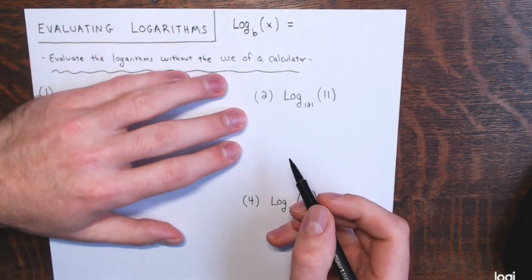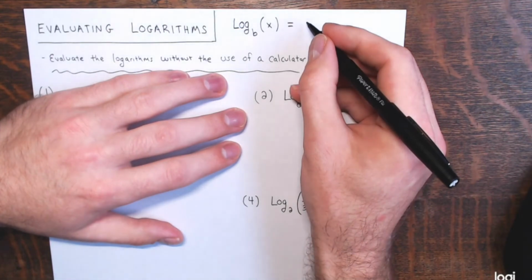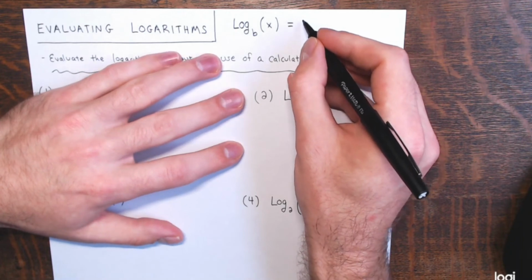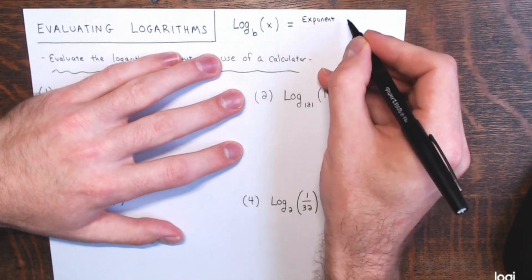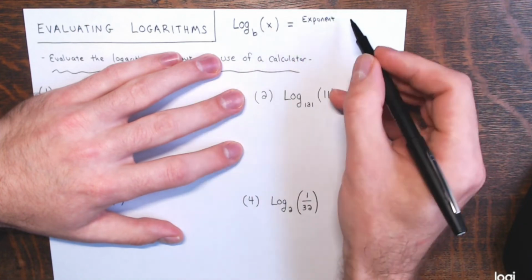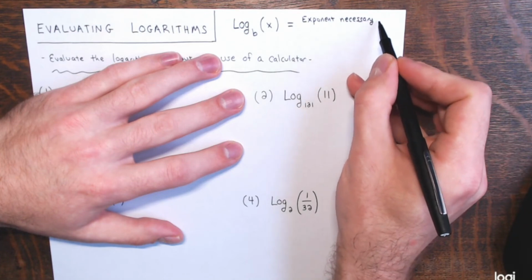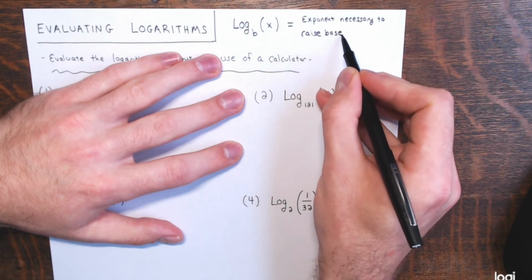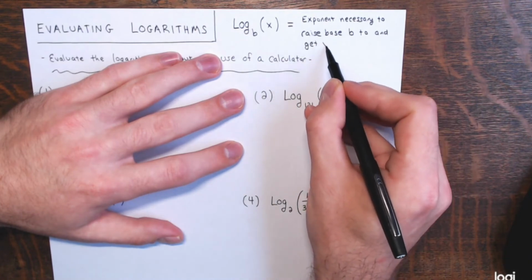Like I said, I've done a couple videos now from this section 6.3 of this text. But here's what you're thinking about now. What the output is, what the logarithm's equal to, is an exponent. Logarithms are exponents. It's the exponent necessary to raise base b to, and get x. Get the input x.